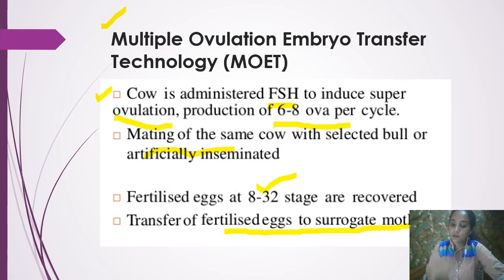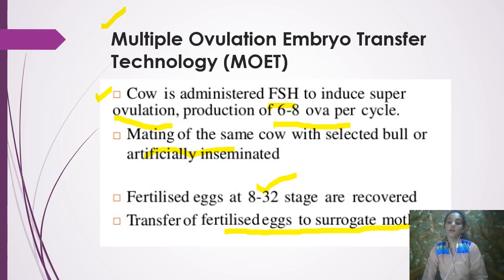Okay, and we are recovering 8 embryos in the stage of 8 to 32 cells. We are preparing another 8 cows and transferring these into the surrogate mothers. So how many cows will we get? We will get 8 cows, because we have transferred 8 embryos. This method is called multiple ovulation embryo transfer.